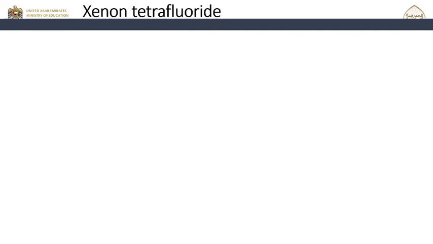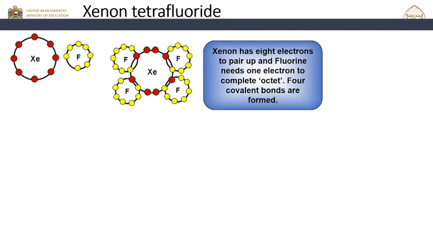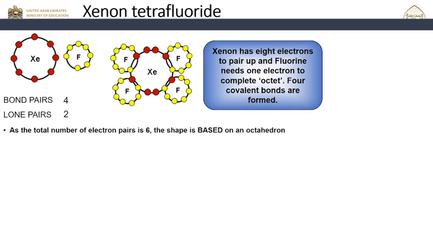Let us try to analyze xenon tetrafluoride. This is the Lewis diagram of xenon tetrafluoride. Xenon has 8 electrons to pair up with fluorine, which needs 1 electron to complete its octet. 4 covalent bonds are formed in order to have a complete octet. So there are 4 bonded pairs and 2 lone pairs. Therefore, as the total number of electron pairs is 6, the shape is based on an octahedron. There are 2 possible spatial arrangements of the lone pairs.